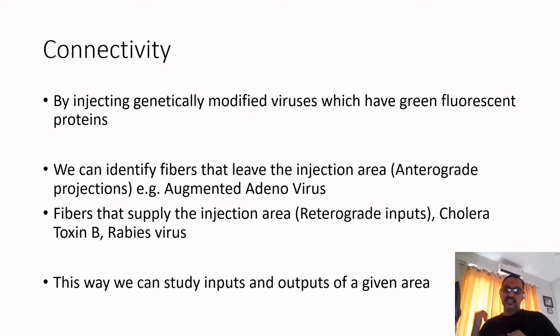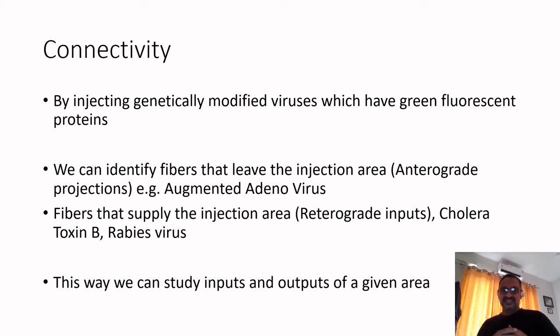So what you do is you basically inject this virus into a particular brain area, with a small enough volume so you can pretty much isolate one particular area, or one particular sub area within an area, or the different layers, and then look for where the connections are, right? There are two ways this is going to happen. There are inputs and there are outputs.